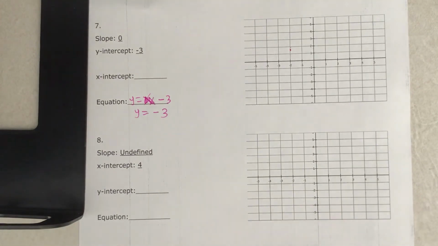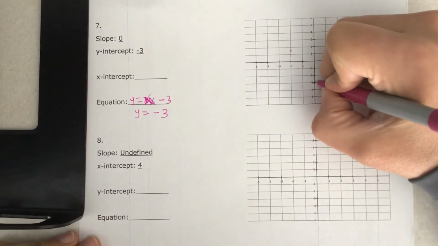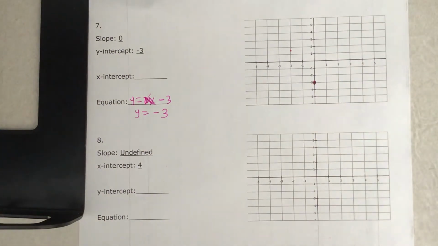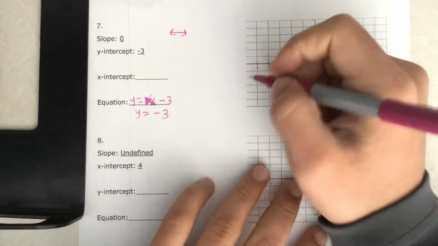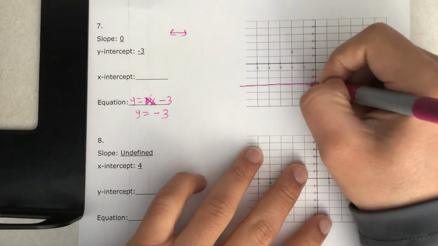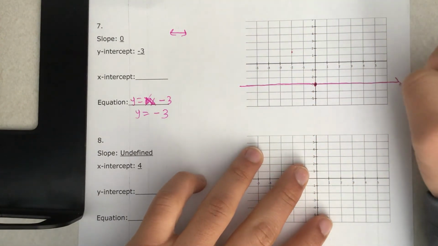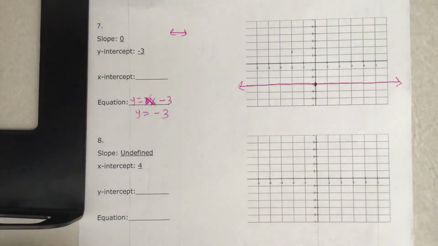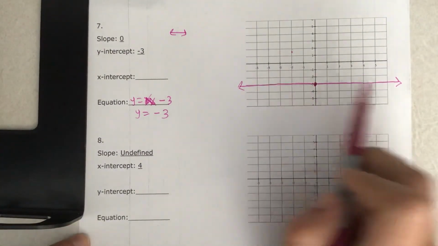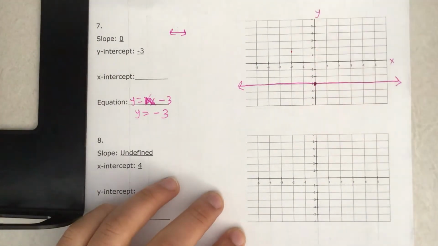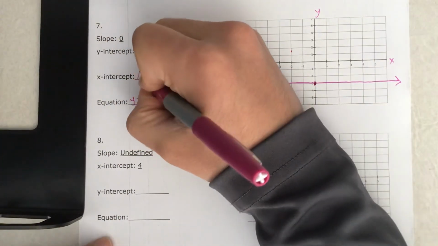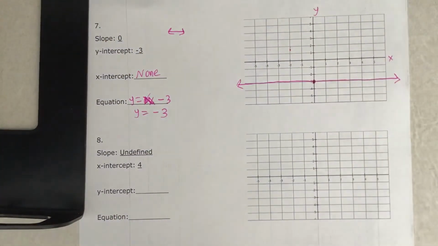So from here, we can start graphing. I go to (0, -3) and plot that y-intercept. And now I know the slope is 0, so I know it has to be a horizontal line. So all I need to do is draw a horizontal line at -3. And that's my graph. That's it. And if y'all remember, horizontal lines do not cross the x-axis. They run parallel, which means they never touch. So since they never touch, they never cross. So I do not have an x-intercept for this graph, okay?